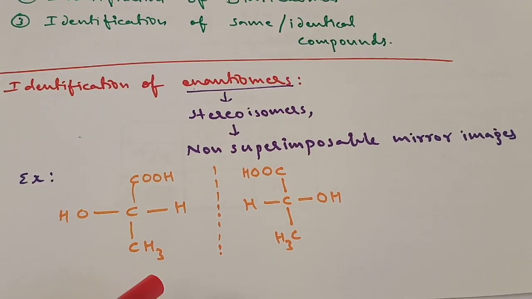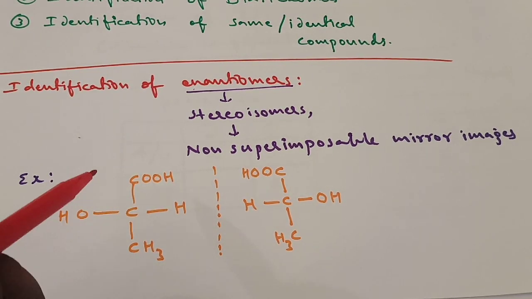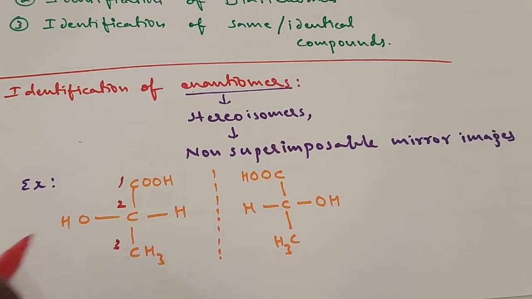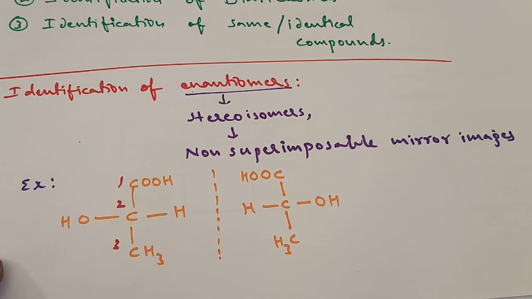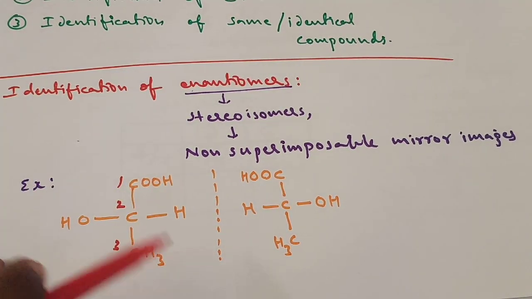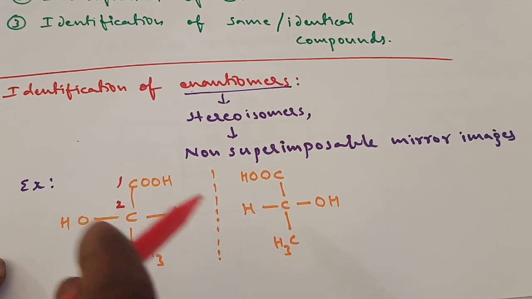Suppose, if you take these 2 examples, this is one of the molecules. What is the name of this molecule? Just give the numbering 1, 2 and 3. So, 2-hydroxypropanoic acid. Consider this is a mirror. When you keep the mirror, this compound can form the image like this. So these two are the mirror images.